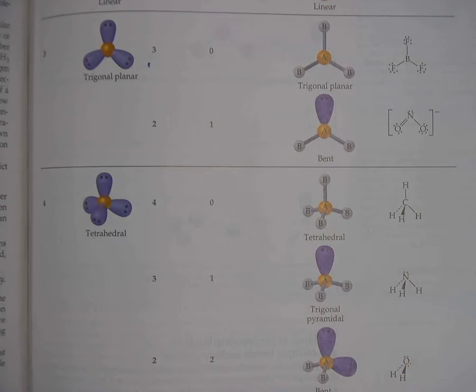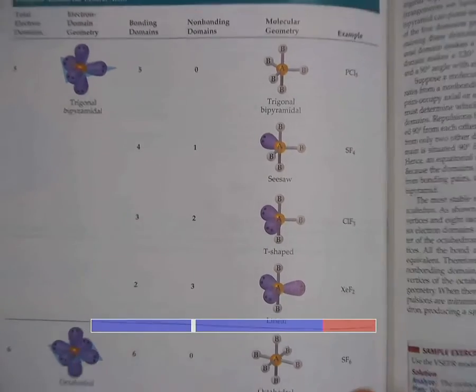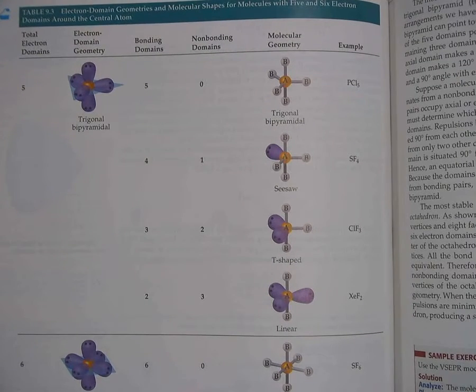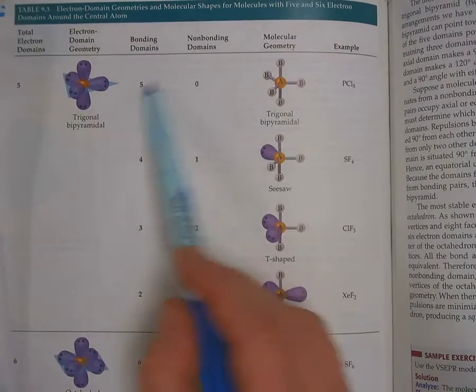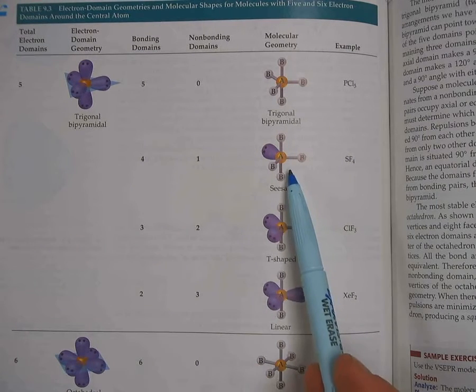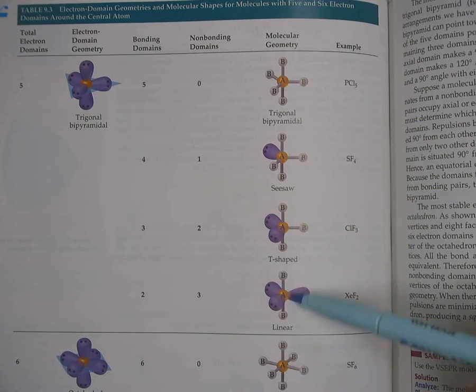Okay? What happens when you have more than 4 electron domains? Well, now we're on this page right here. Beautiful pictures in our book. This is on page 354 of the 10th edition. Five bonded, 0 non-bonded, trigonal bipyramidal. 4 bonded, 1 non-bonded, seesaw. 3 bonded, 2 non-bonded, T-shape. 2 bonded, 3 non-bonded, linear. Ooh, another linear shape. 2 linears.